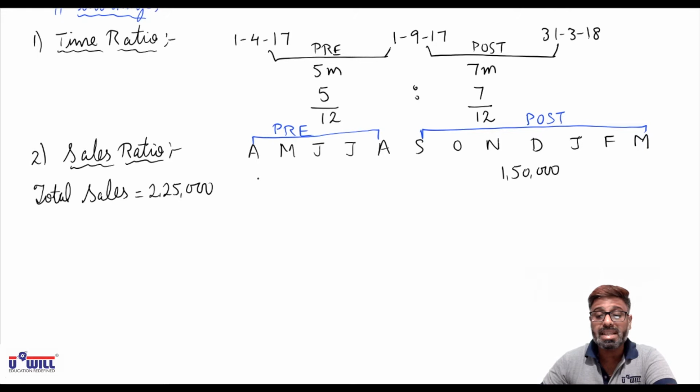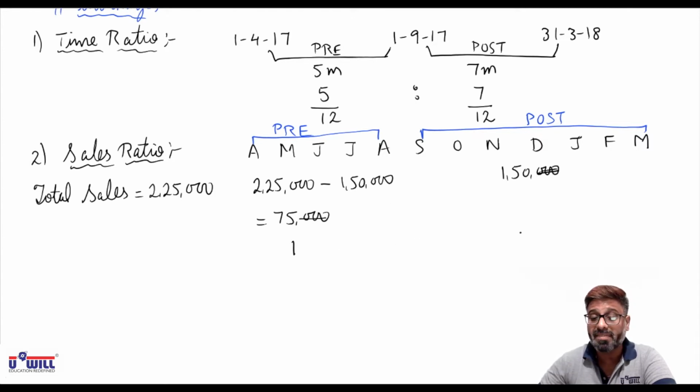So what would be the sales for the pre incorporation period? 2,25,000 minus 1,50,000, that is 75,000. Now cancel the zeros. So 75 and 150. 75 divided by 75, 1. 150 divided by 75, 2. 1 is to 2, that is 1 by 3 and 2 by 3 is the sales ratio.